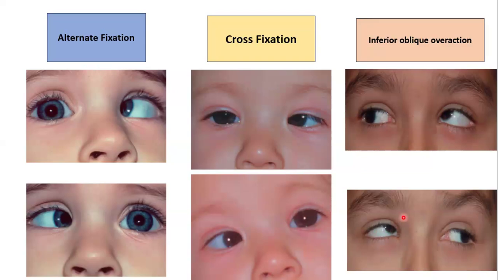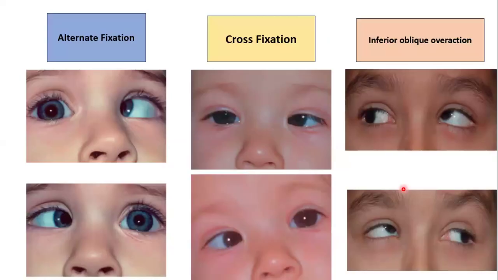Here is the inferior oblique overaction in the right eye, and inferior oblique overaction in the left eye. Okay. How to treat? Sorry, in this infantile esotropia, they can have alternating fixation also. It's in primary gaze, no, sir? Primary gaze alternate fixation, cross fixation in side gaze. Yes, definitely.